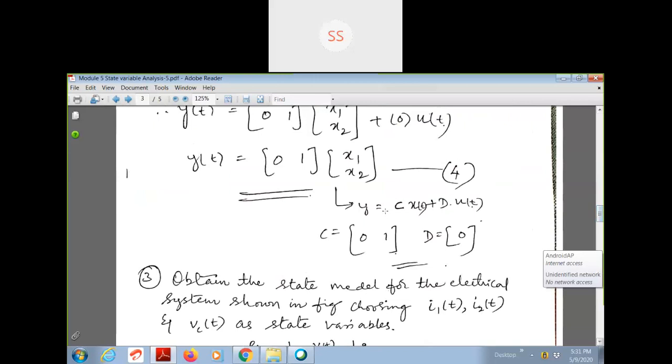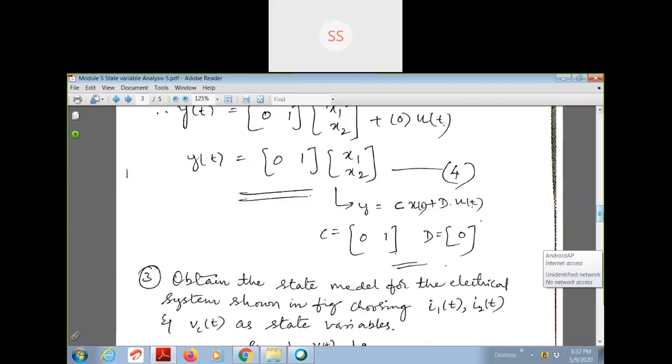Okay? So that you can write here. You can write that y equal to C into x of t. This is a standard representation. Y equal to C into x of t plus D into u of t. Okay? So matrix C value is 0, 1 and matrix D value is simply 0. So therefore, these equations 1, 2 and 4 represent the state model, and these are the relevant matrices: A matrix, B matrix, C and D matrix. This is the solution for the given electrical system.